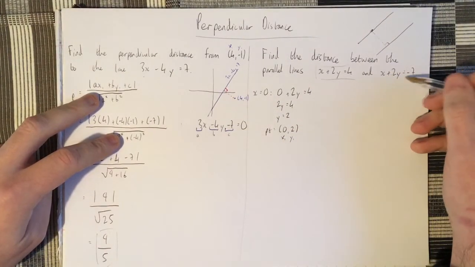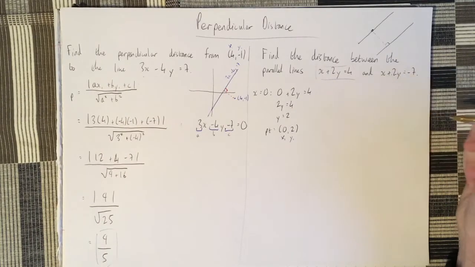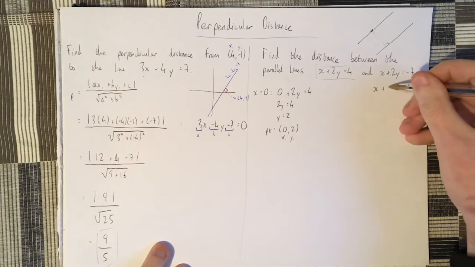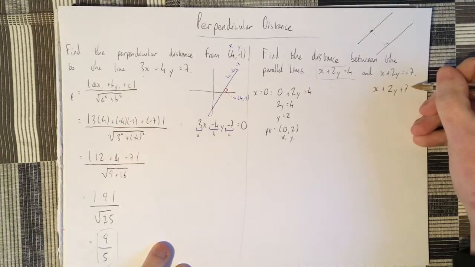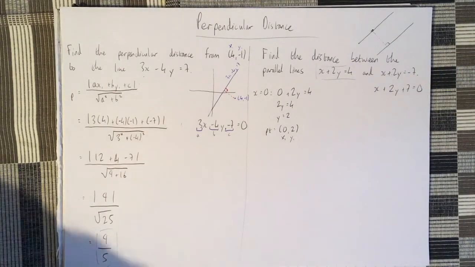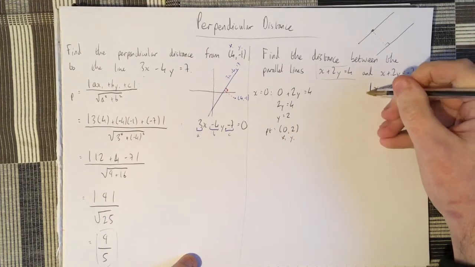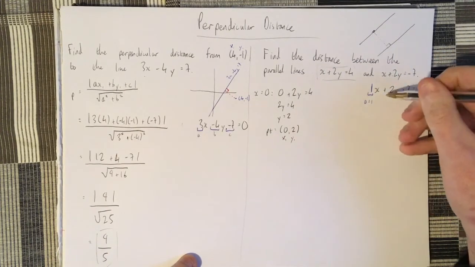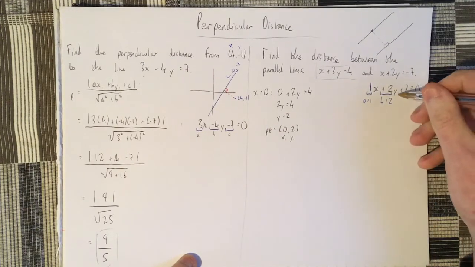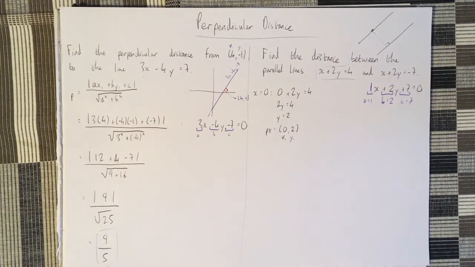This line here, before I use the formula, remember it needs to be in standard form. So I need to move that minus 7. It needs to be everything on one side equal to 0. So x plus 2y plus 7 equals 0. So my a is whatever is in front of the x. So here it is 1. So a is equal to 1. B is what's in front of the y. So b is equal to 2. And c is the constant at the end. So c is equal to 7.